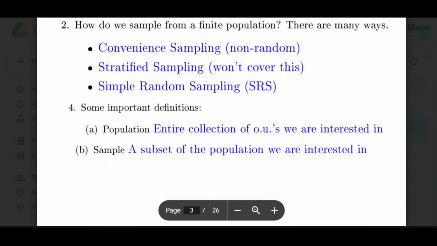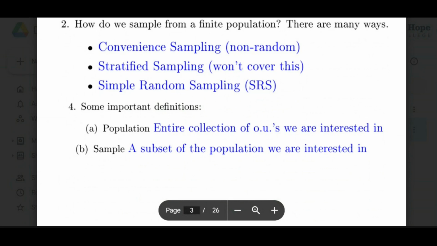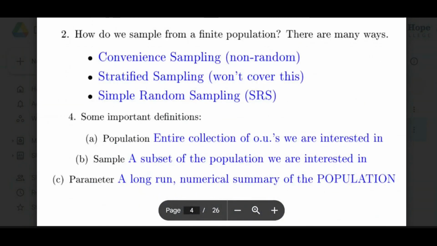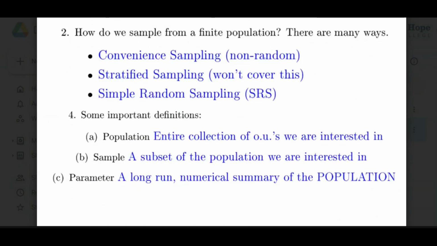Oh, I didn't go with, sorry. Okay, we went to sample first. A sample is a subset of the population, right? We know that. So we have already answered this. A parameter is a long run numerical summary of the population.